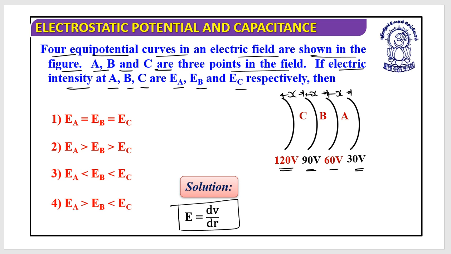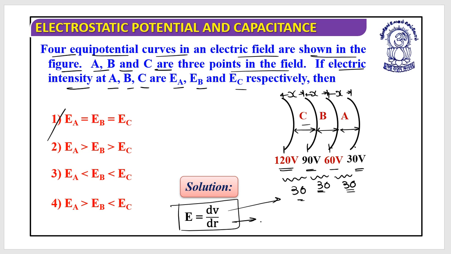So if I put this, what I get is that 120 minus 90, 90 minus 60, 60 minus 30, all are separated by 30 volt itself, and their separation looks equal. So their dV is equal, their separation is equal, so their electric field must be equal. So this could be the answer.